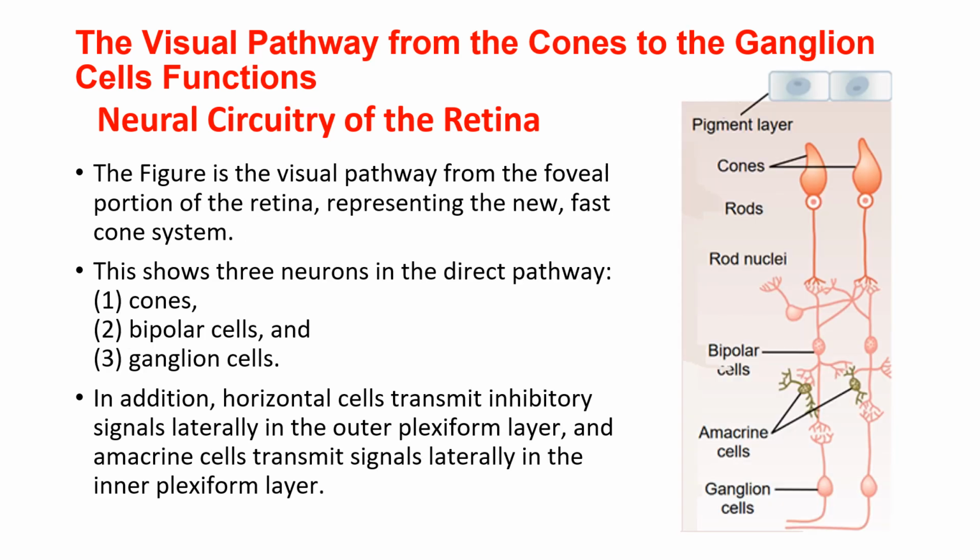The figure shows the visual pathway from the foveal portion of the retina, representing the new, fast cone system. This shows 3 neurons in the direct pathway: 1. Cones, 2. Bipolar cells, and 3. Ganglion cells. In addition, horizontal cells transmit inhibitory signals laterally in the outer plexiform layer, and amacrine cells transmit signals laterally in the inner plexiform layer.